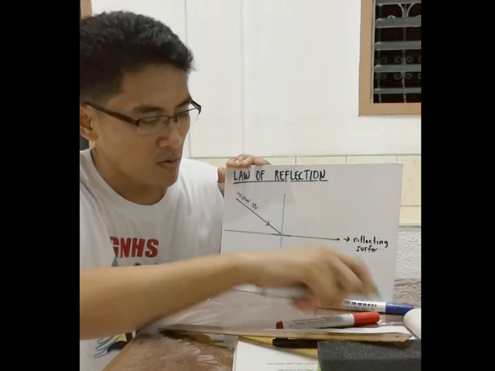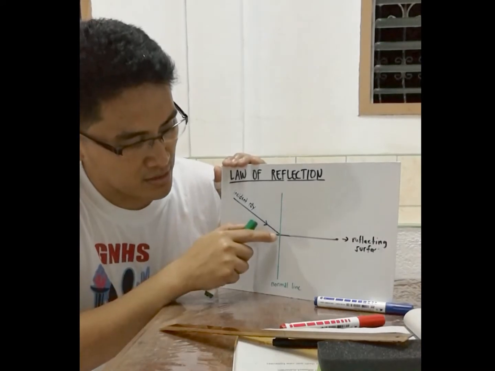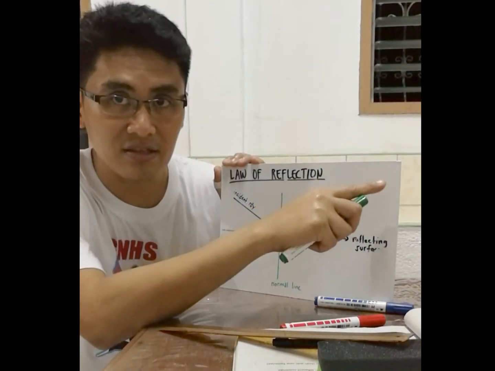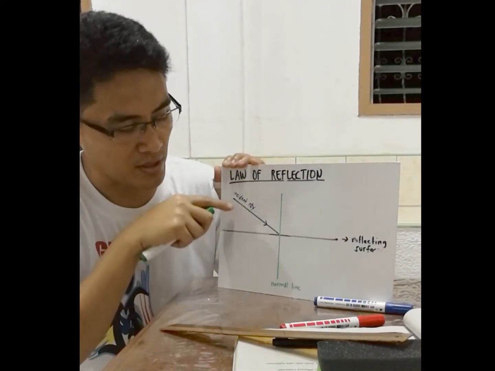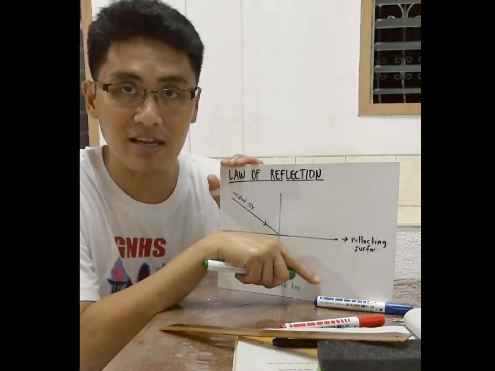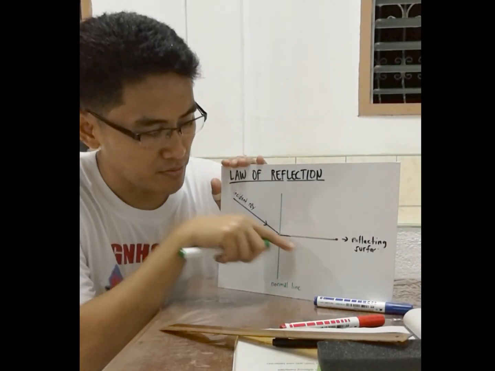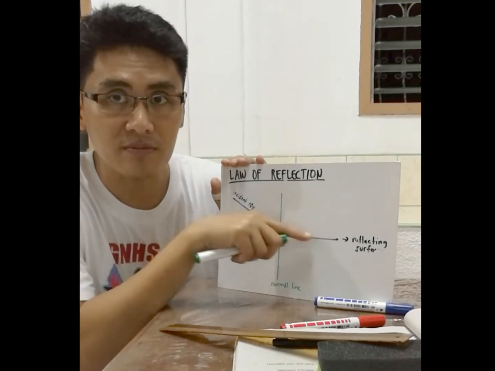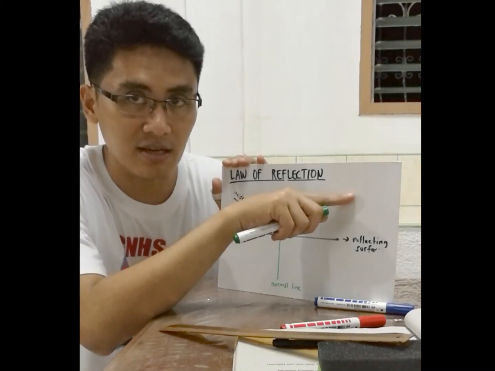Now the light ray that hits the surface is going to be reflected on the other side. Now it won't go inside the mirror because this is an opaque object, so it gets reflected at this side.